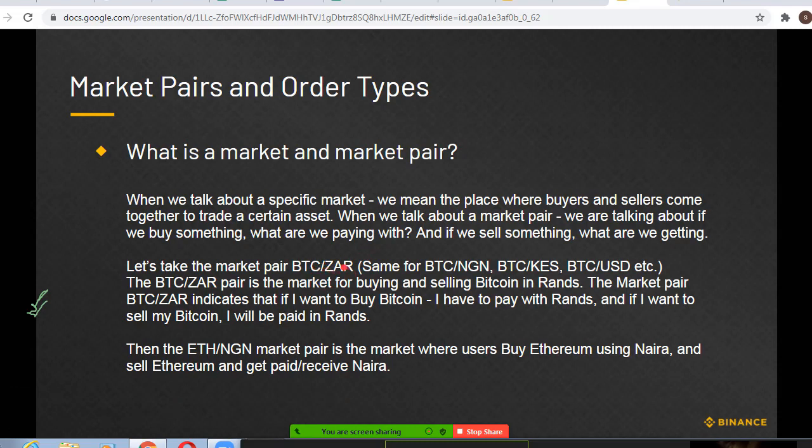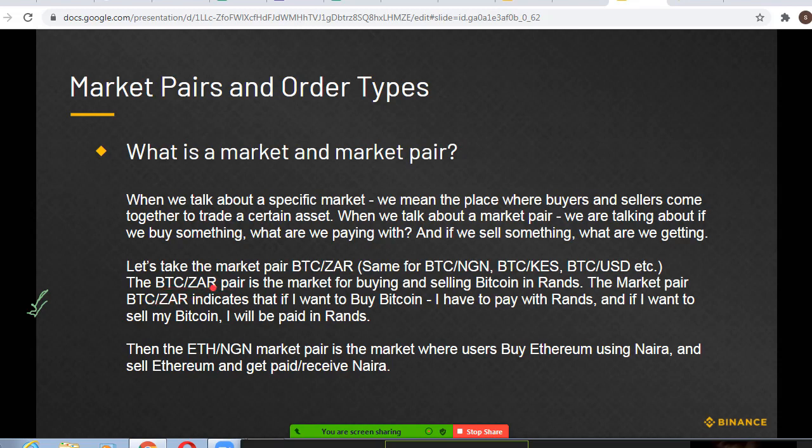BTC ZAR. Now, this is South African rand. It means that for you to buy BTC, you exchange it with rand. That is the BTC ZAR pair. Or if you want to sell BTC, you can actually get rand. Or if you want to buy BTC, you can buy it with rand.